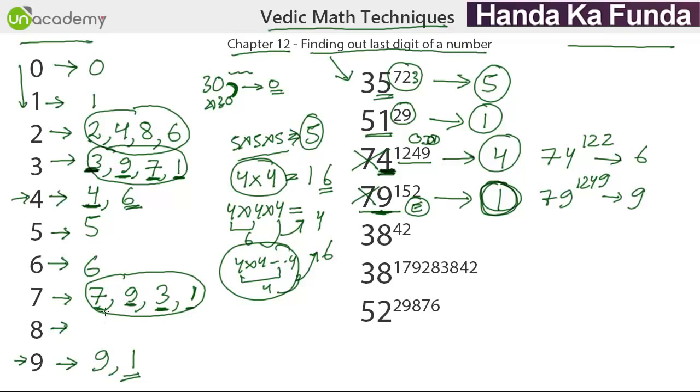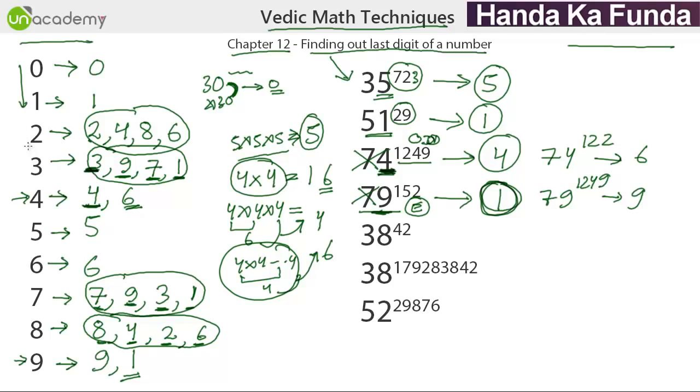Let's check with 8. What do I get with 8? 8 into 8 is 64. So 4. Now instead of doing 8 cube, I will do 4 into 8 is 32. So 2 into 8 is 16. So 6. 6 into 8 is 48. So I am back at 8 again. And the cycle for 8 comes out as 8, 4, 2, 6.